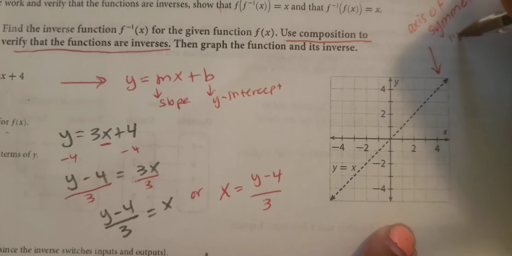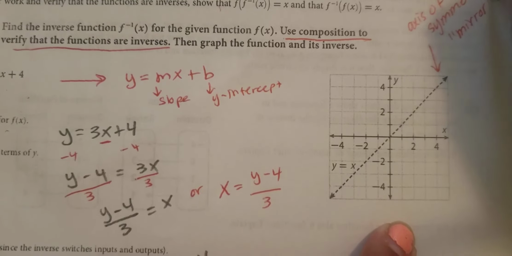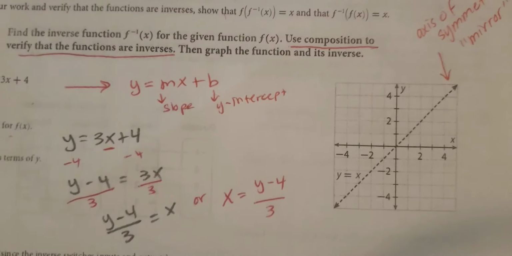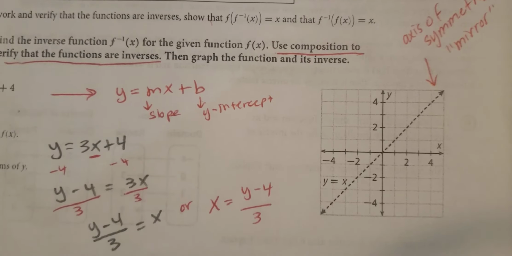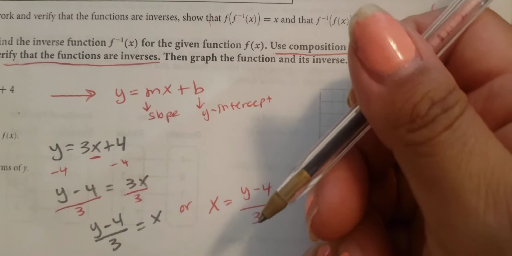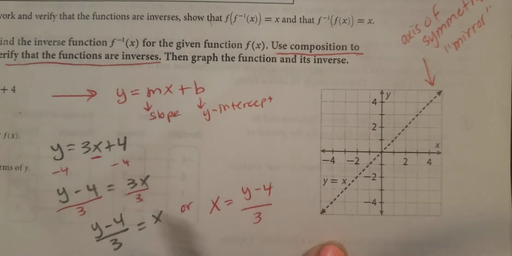Axis of symmetry, or your mirror. It's going to act as a mirror. And it'll make sense in a minute. So you just have to kind of ignore that line. Pretend it's not there. I'm going to go ahead and use a red pen for now, and I'm just going to graph the first line.